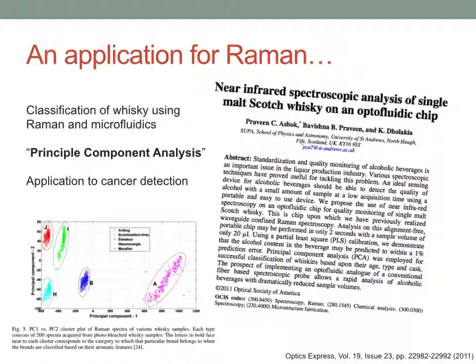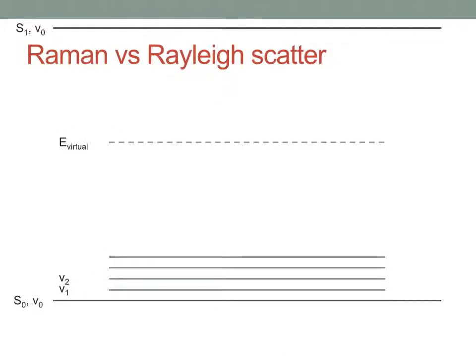So I've given you some of the benefits of Raman over infrared, but I don't want you to think that it's one or the other. They combine really, really well. They give us slightly different information. Now I'm going to go into Raman and Rayleigh scatter a little bit more.